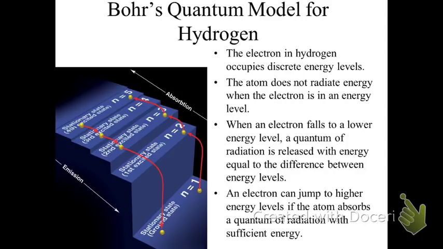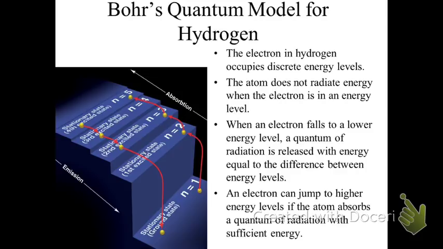You cannot be between. The atom will not radiate energy if the electron is in an energy level, but if the electron falls to a lower energy level, then radiation will be released that's equal to the amount of energy that's different between the 2 energy levels.